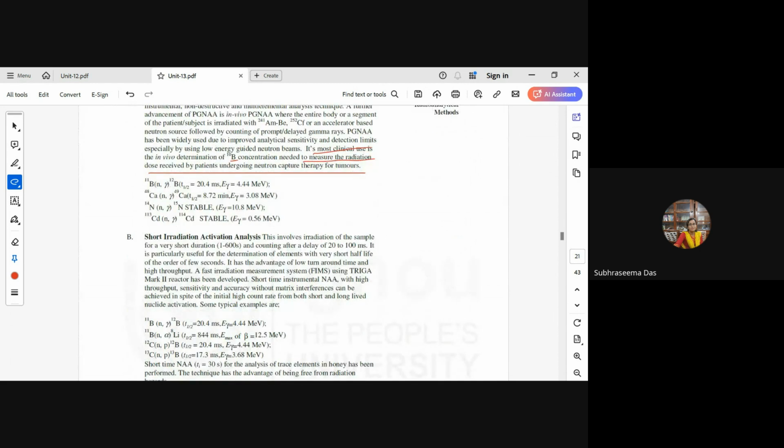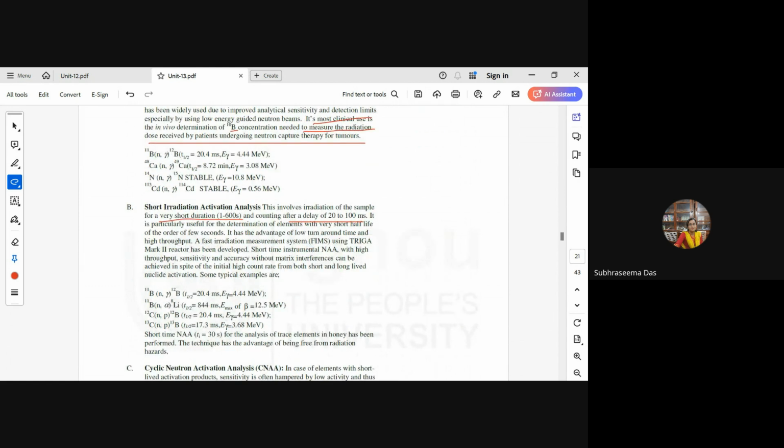Then comes short irradiation activation analysis. This involves irradiation of the sample for a very short duration, like 1 to 600 seconds, and counting after a delay of 20 to 100 milliseconds. It is particularly useful for the determination of elements which have a very short half-life, in the order of a few seconds. It has the advantage of a very low turnaround time and high throughput. A fast irradiation measurement system, that is FIMS, using TRIGA Mark II has been developed.